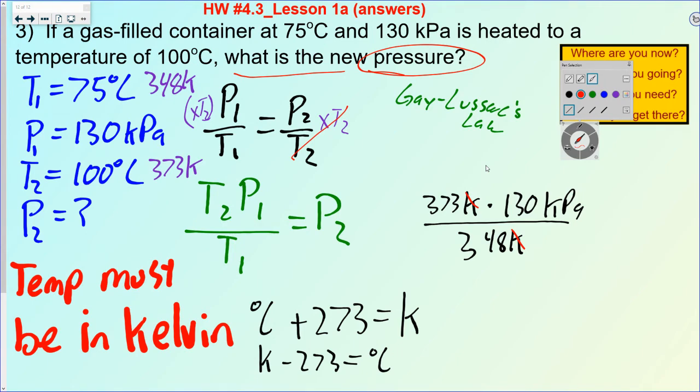Notice how I didn't have to change the pressure from kilopascals into atmospheres. You can use whatever pressure system you want as long as you're consistent throughout the problem. So if you're starting with atmospheres, end with atmospheres. If you're starting with kilopascals or millimeters of mercury or torr or anything else, just make sure you use that from beginning to end. All right. Our temperatures have canceled out, and our final unit is left in pressure or kilopascals, so we're ready to solve this thing.